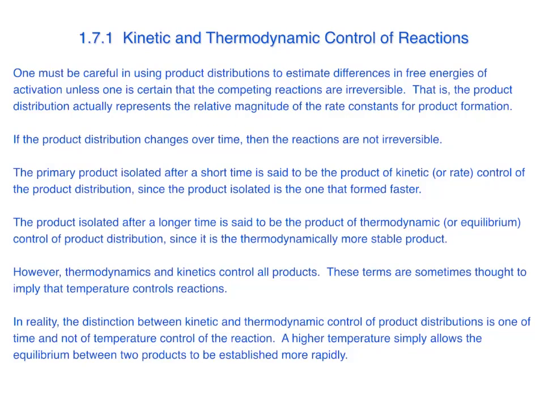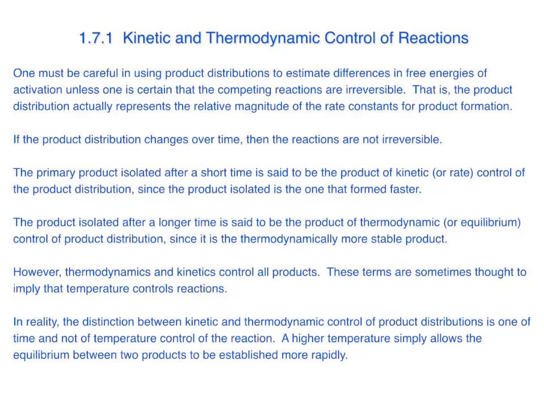Now, one must be careful in using product distributions to estimate differences in free energies of activation, unless you are certain that the competing reactions are irreversible. That is, product distribution actually represents the relative magnitude of rate constants for product formation. However, if the product distribution changes over time, then the reactions are not irreversible. Those would be considered reversible reactions.